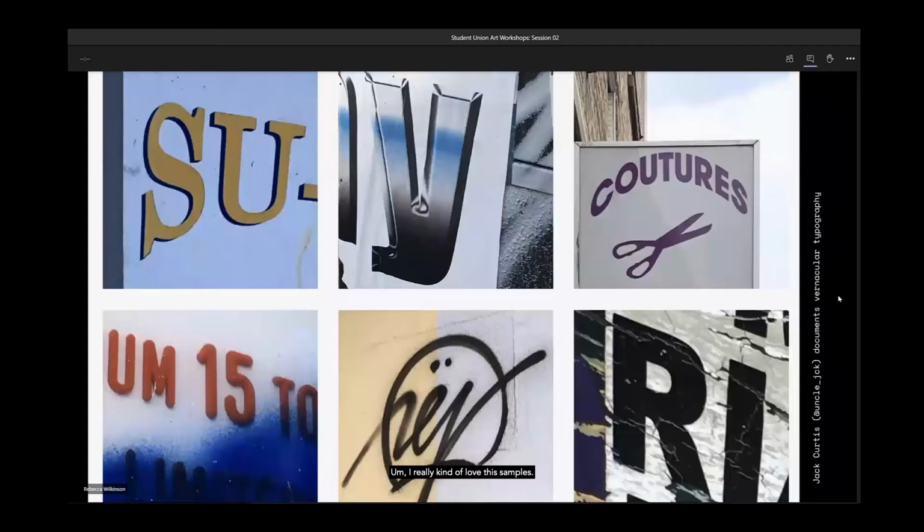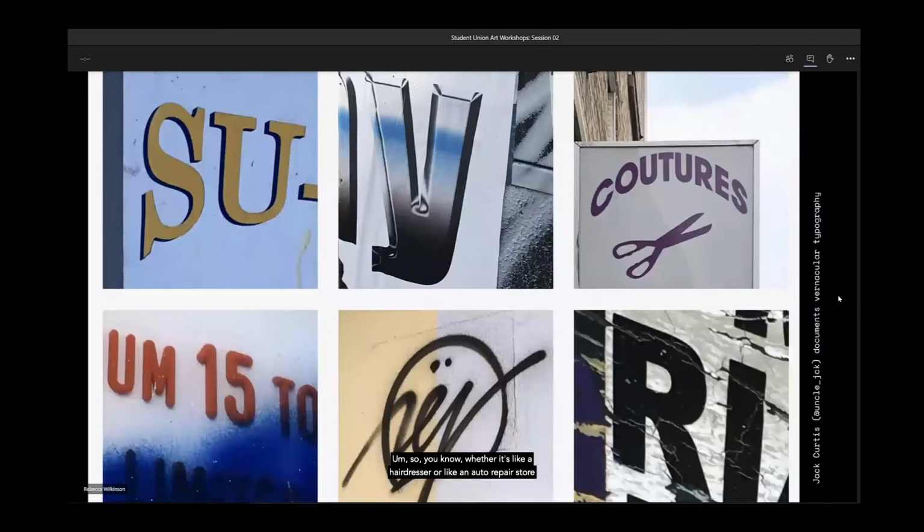I really love this example. What I'm showing you now is a screen capture of an Instagram feed of a friend of mine whose name is Jack Curtis. He's a London-based graphic designer, I think originally from Toronto. What I really love about his feed is it's all about the everyday vernacular lettering and typography that he sees in his life.